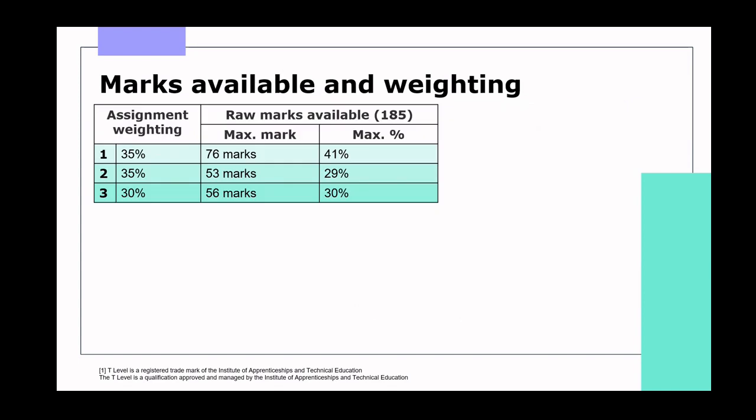Now, this table shows the intended weighting of each assignment and the number of marks that's actually available as well. And you might see there is a bit of a problem here where the weighting of the assignment doesn't match the actual marks available. Now, it's not always possible for us to just increase the number of marks available. Otherwise, the assessment might become very overly prescriptive and wouldn't be as valid or reliable.